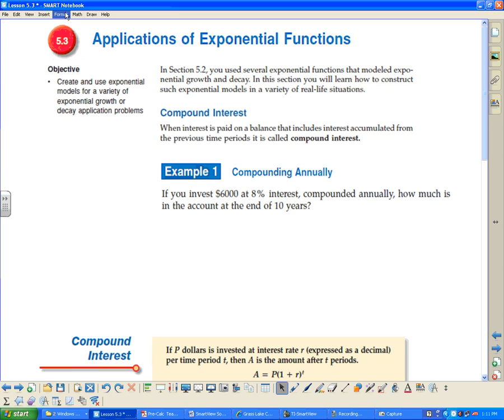Okay, so today we're going to look at applications of exponential functions. This is lesson 5.3 of our Precalculus book. And we're going to look at first compounding interest.